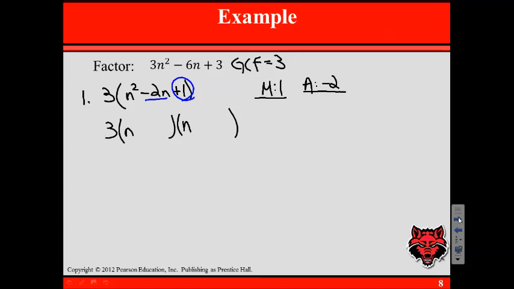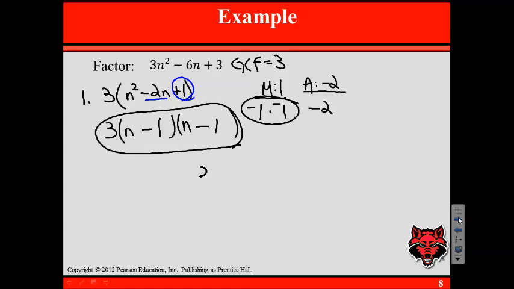Well, the only way we can get 1 is positive 1 times positive 1, or negative 1 times negative 1. If we make both factors negative, they add up to negative 2. So in the missing blanks in the binomials, we put a negative 1 and a negative 1, and we were finished. Another way we could write this is 3 times n minus 1 squared. That would be okay as well.